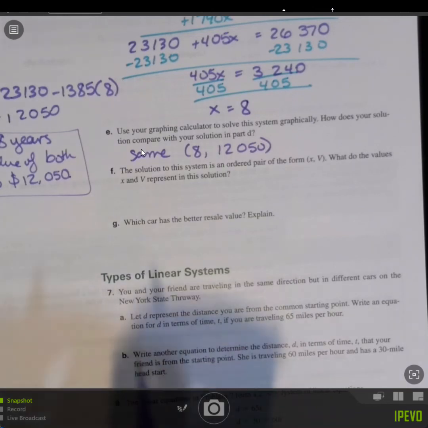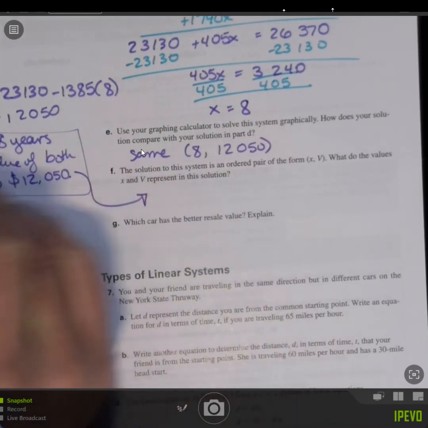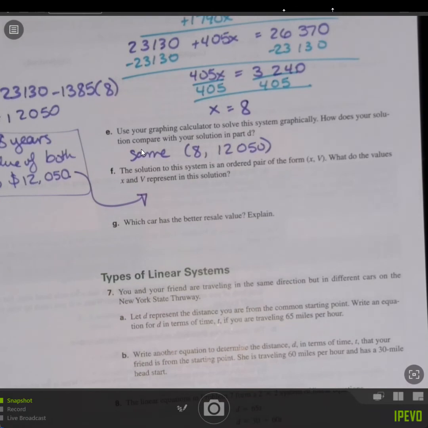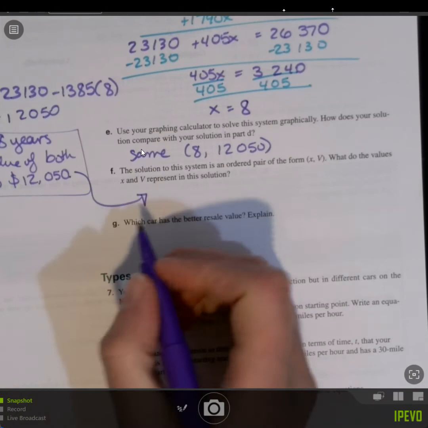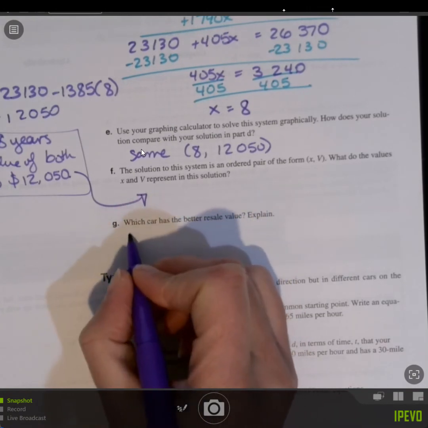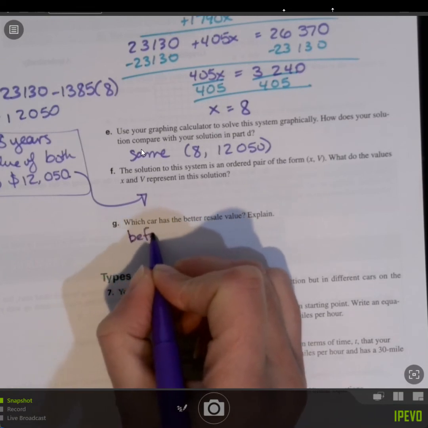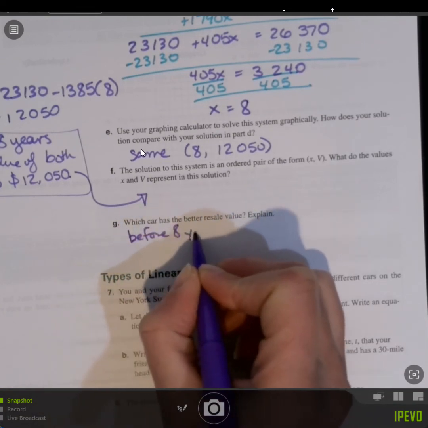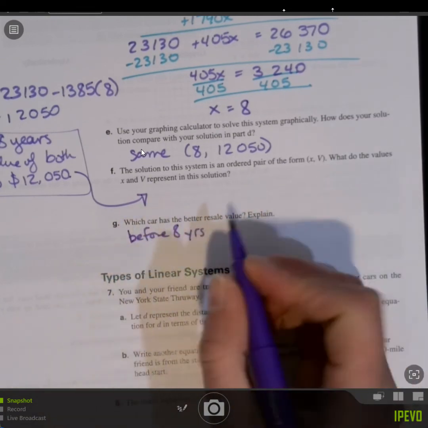The solution to the system is an ordered pair of the form x, v. What do the values represent? All right, so I already wrote my explanation over here, so just draw an arrow. It means after 8 years, the value of both cars is $12,050. Which car has the better resale value? Well, it's going to depend, right? So if it's between 0 and 8 years or before 8 years, then it's the Passat, right?